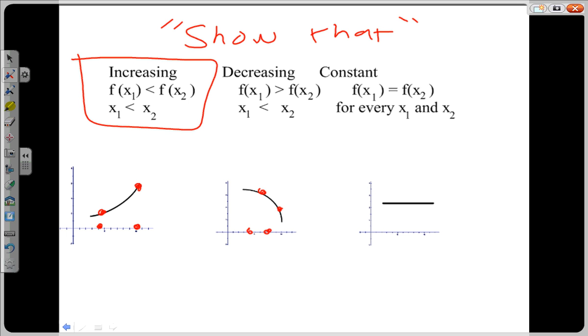For the show that problems. And last, as x's increase, y's stay the same. All those are used for directions that say show that or prove that. Do you remember the absolute value of f of x minus L less than epsilon if absolute value of x minus c less than delta? It's kind of like that.